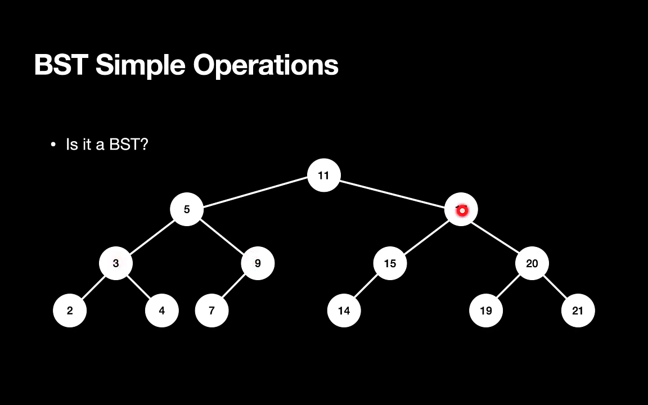Let's also look over here, 17. Everything over here is less than 17. That's less than 20, and so on. Okay, if we examine this for a while, we'll find out that it meets our binary search tree criteria.